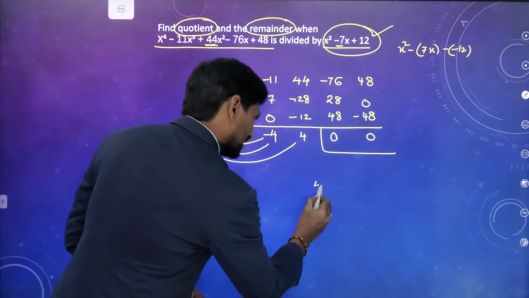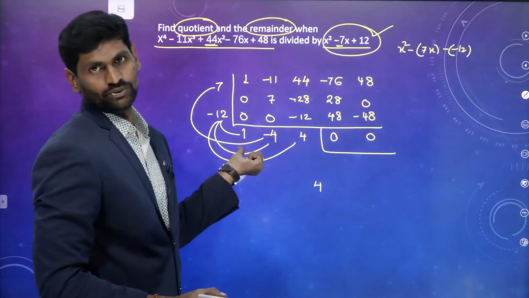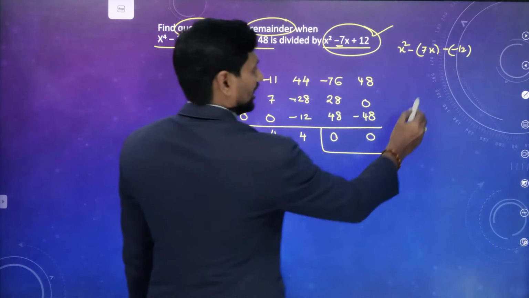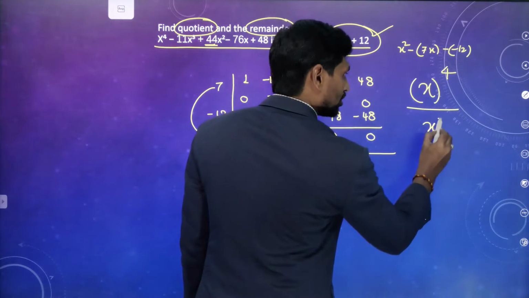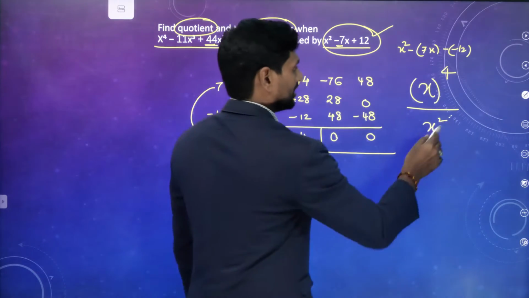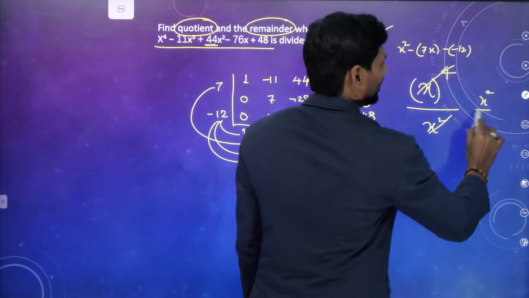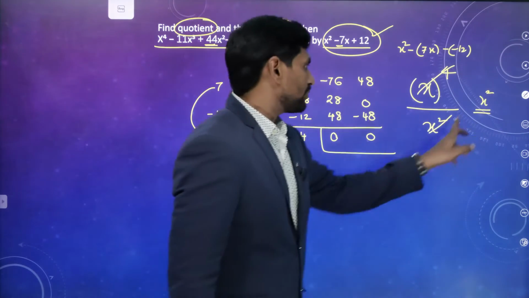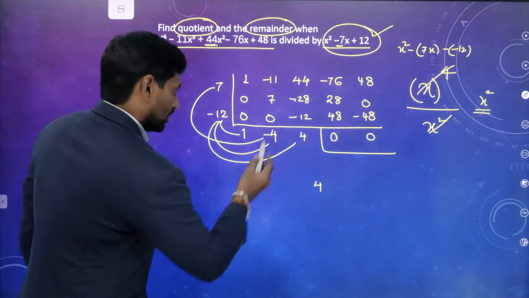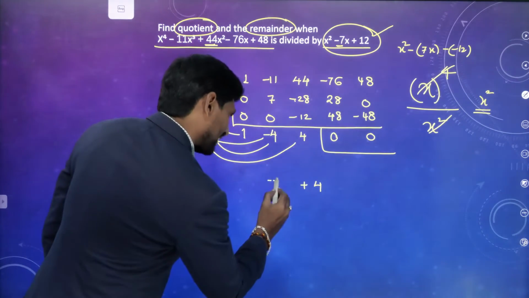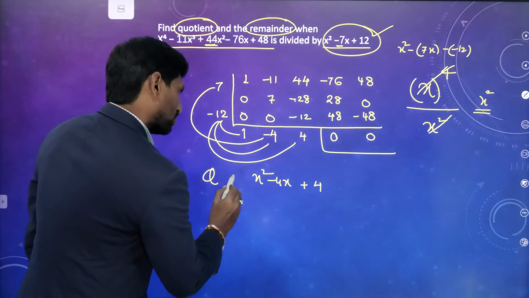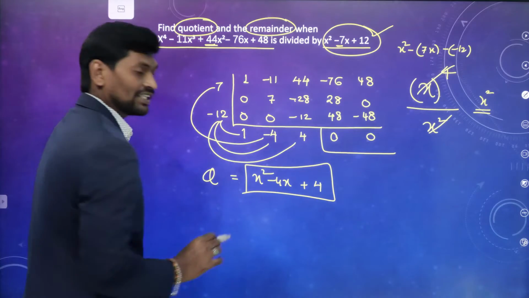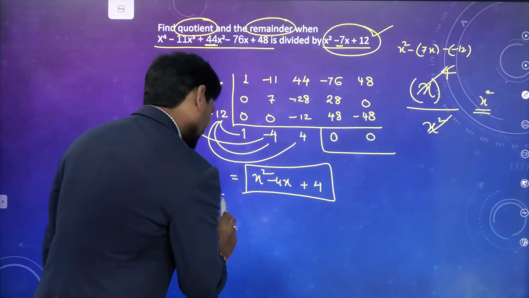That means the constant term and the x square term. We already know that if a biquadratic polynomial is divided by a quadratic polynomial, the quotient will be quadratic. Then only x square into x square becomes x power 4. Now this one is 4 plus minus 4x and this is x square. So therefore the quotient is x square minus 4x plus 4 and the remainder is 0.